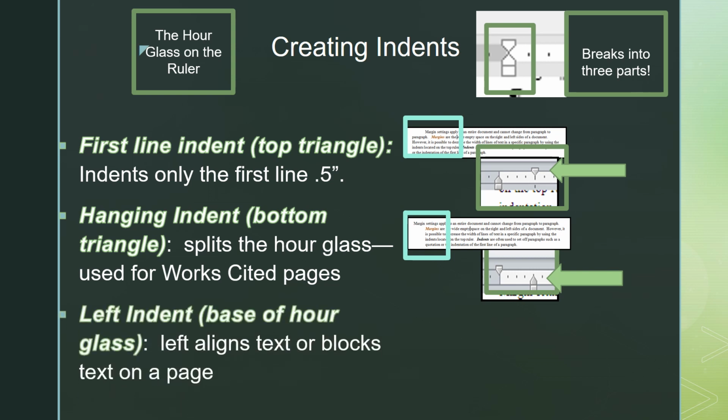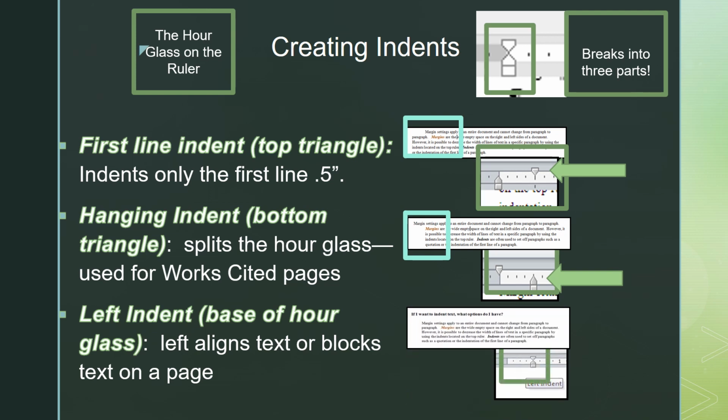The last part of the hourglass is the left indent, which is the base of the hourglass or the square. This will left align text on the margin, or what we call blocking the text.